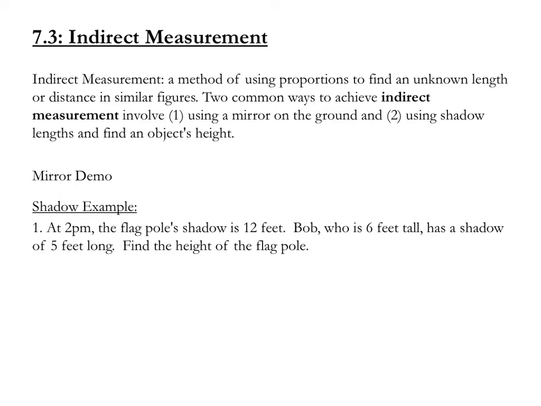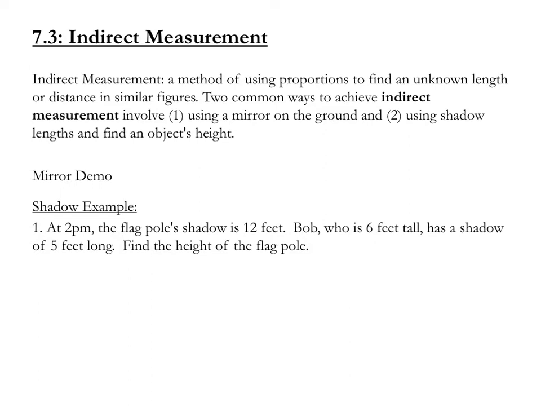It's a method of using proportions to find an unknown length or distance in similar figures. Two common ways to achieve indirect measure are using a mirror on the ground or using shadow lengths and finding the object's height. So we're going to actually go through both of those examples. Had we been in class today, I would have done a mirror demo for you to show you how it works, but since we're not in class, we're just going to work through the problems on the paper. So this first example is a shadow example.